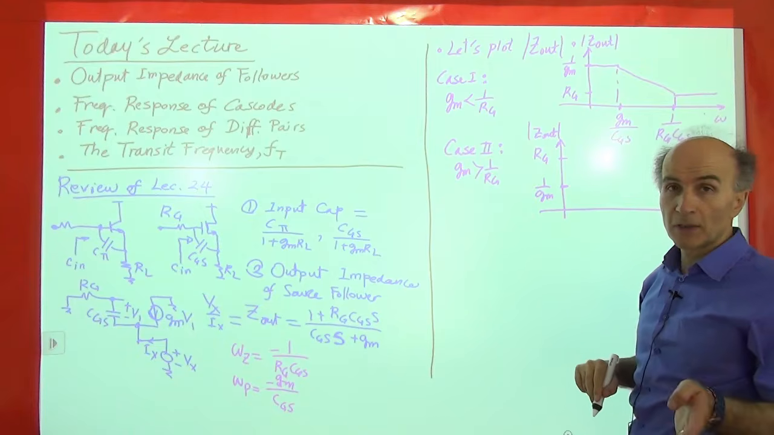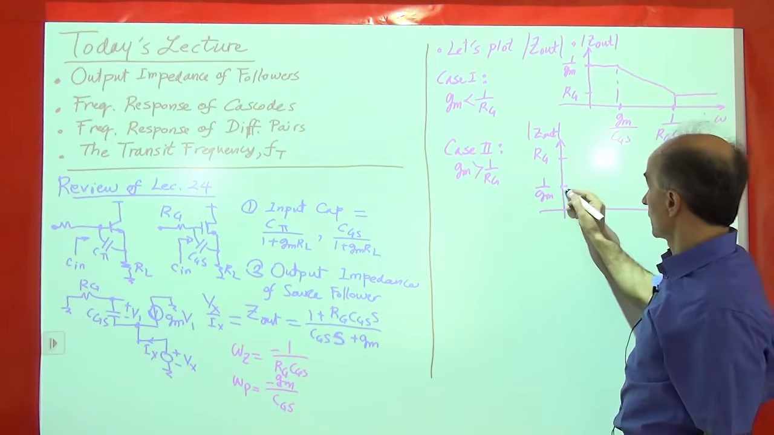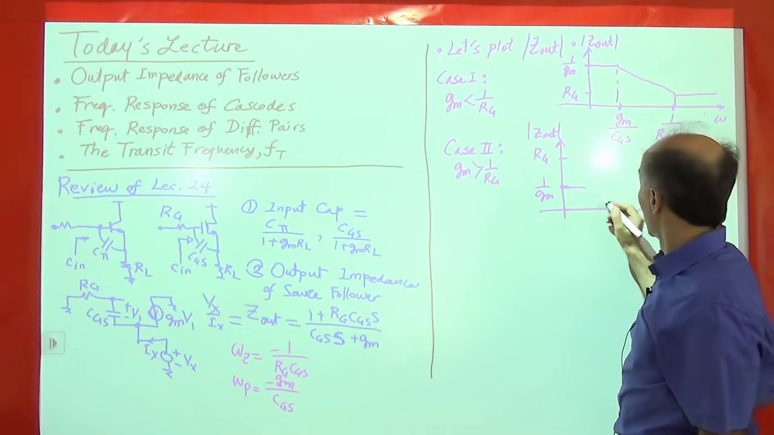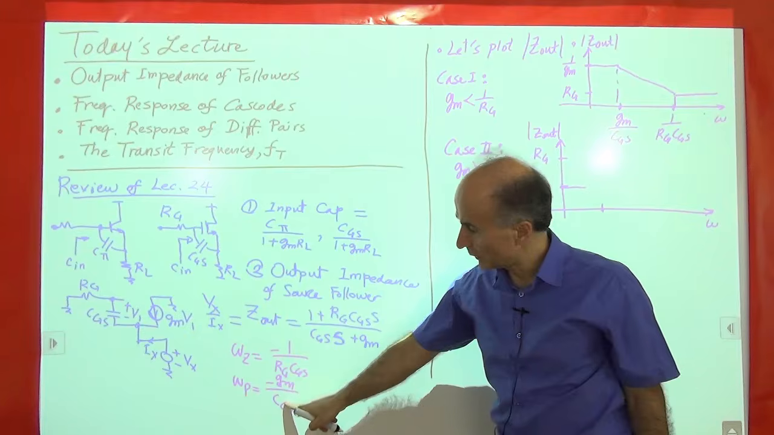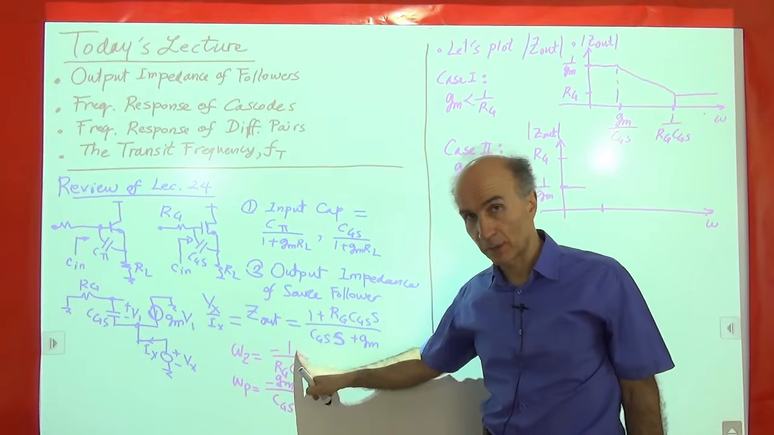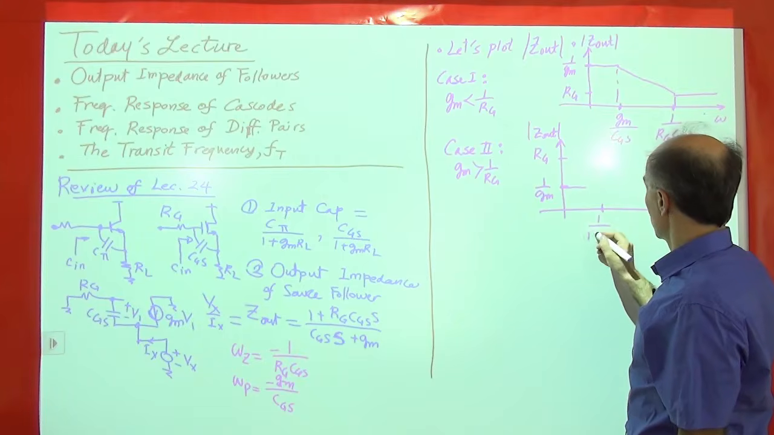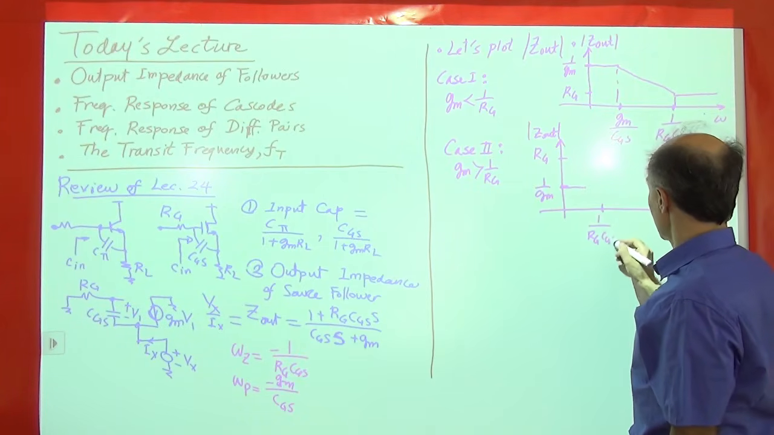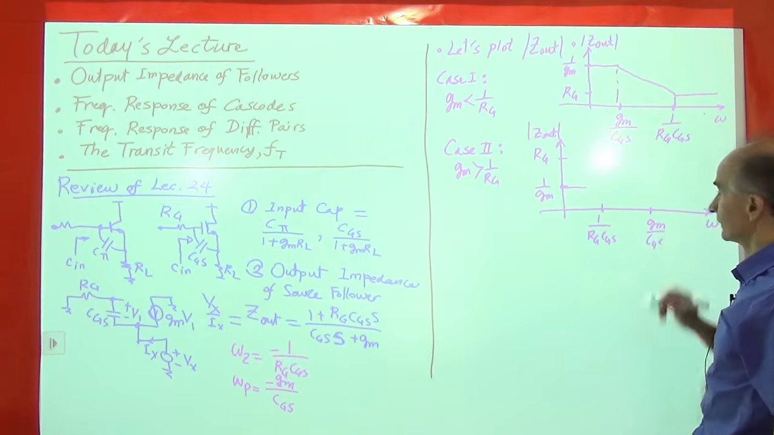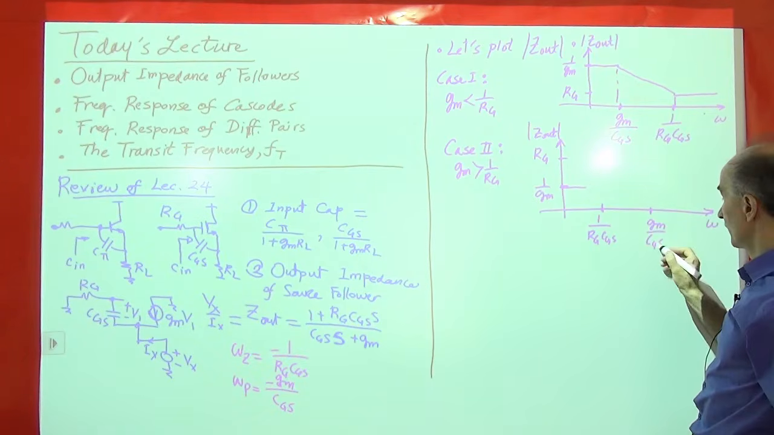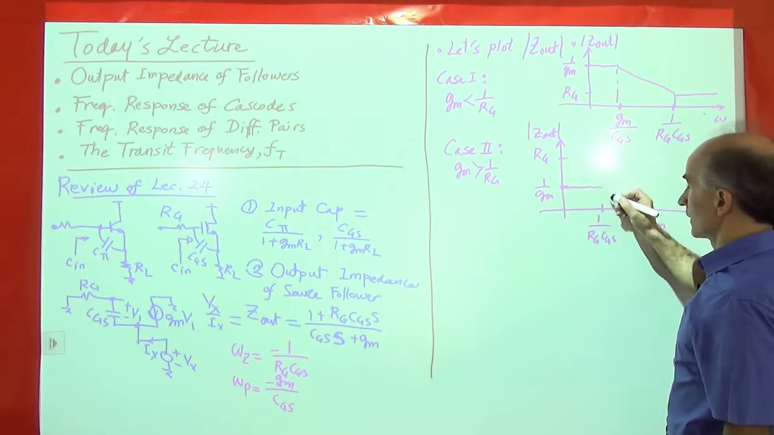At omega equals 0, the output impedance of the source follower is 1 over Gm. So here's 1 over Gm. And because Gm is greater, the pole frequency is higher than the zero frequency. So we have 1 over Rg CGS, then we have Gm over CGS. All right, so we start at 1 over Gm, go all the way to the zero.